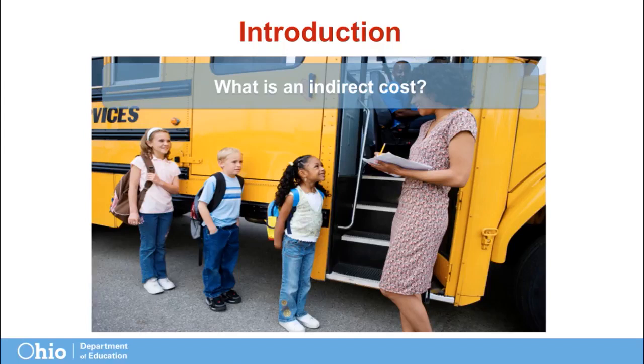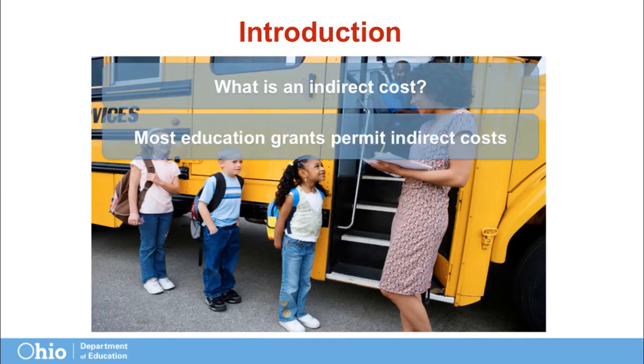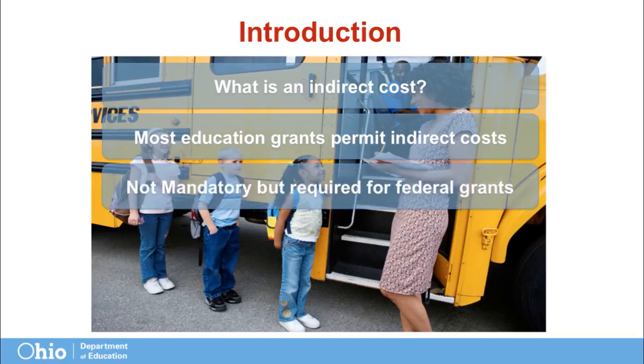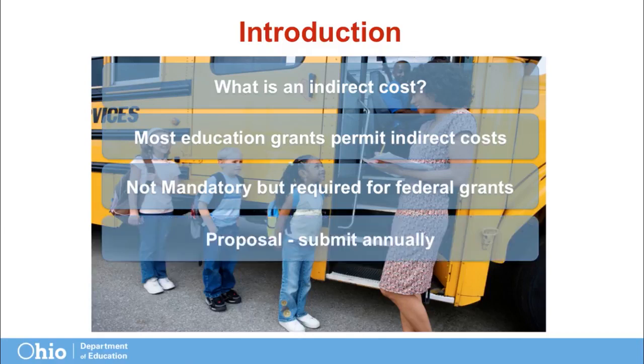Utilizing an indirect cost rate can help spread indirect costs among applicable grants. Many state and federal grants administered by the Ohio Department of Education permit the use of an indirect cost rate. Indirect cost recovery is not mandatory. However, grantees deciding to utilize a rate for federally funded grants must submit a proposal annually which calculates a rate based on prior year financials.